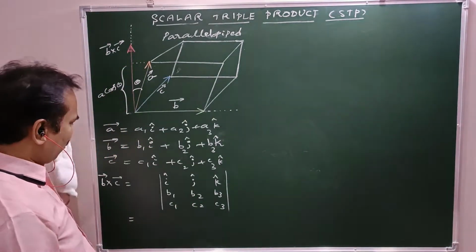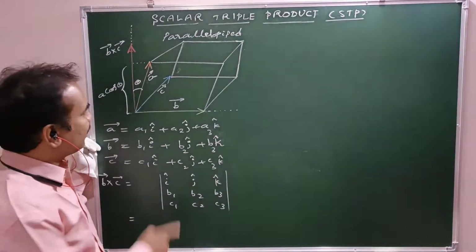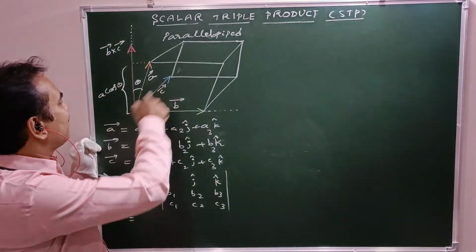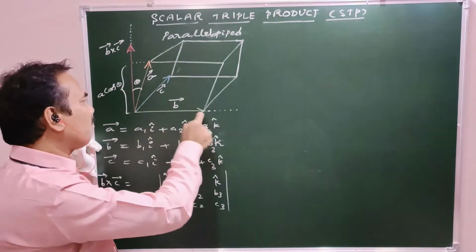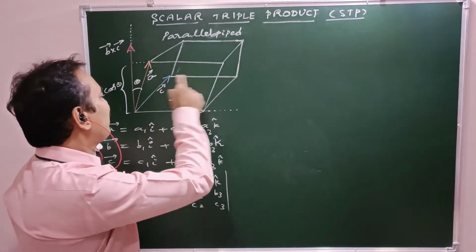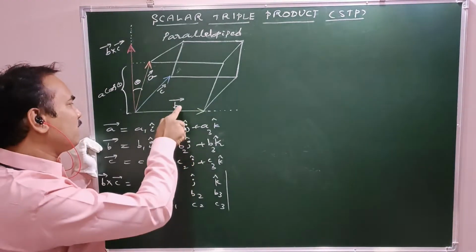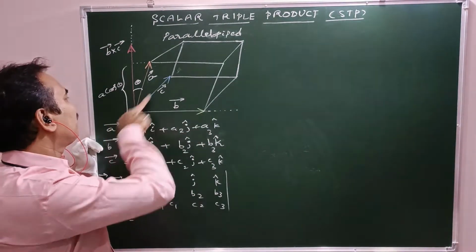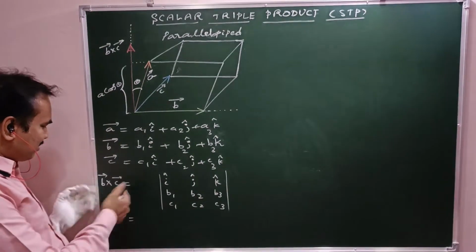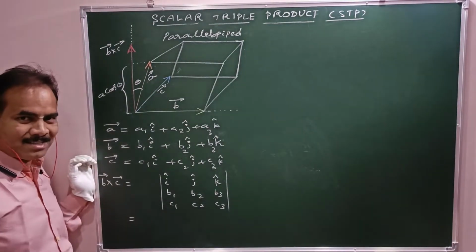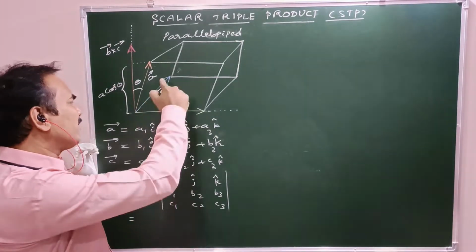Now, I am considering b bar cross c bar. B bar and c bar are present in the bottom plane of the parallelepiped. This is the bottom plane of the parallelepiped, contained by two vectors, b bar along this way and c bar along this way. If I consider b bar cross c bar, that is the cross product of the base vectors, one is b bar and one is c bar.